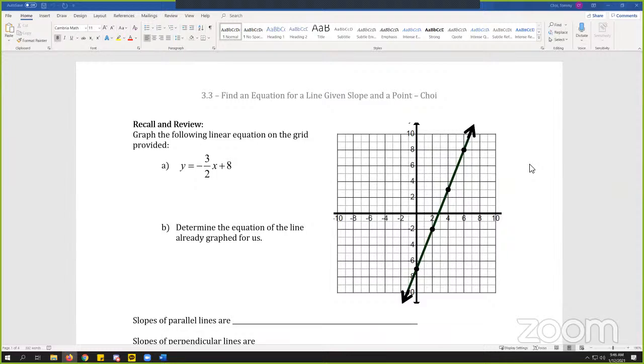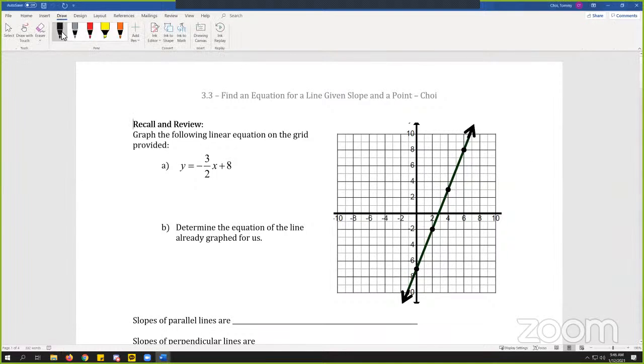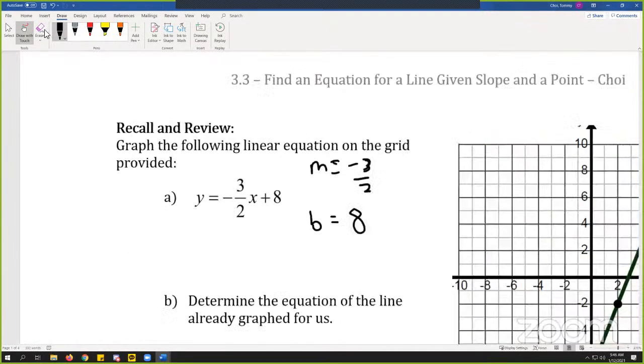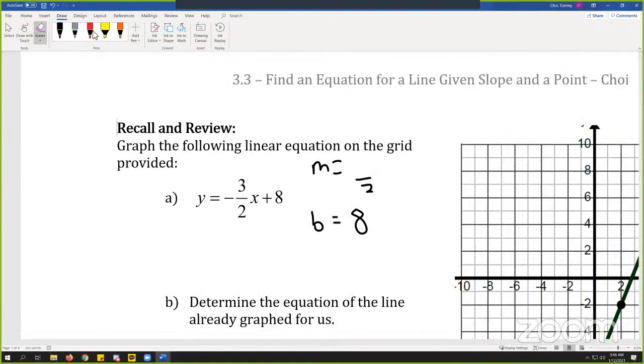So this first one, let's review. If we are to graph linear equations, what do we do? Well, we first identify what is the slope, what is the y-intercept, and we write those down, right? We always write whatever you know, making sure that we understand the information that we are given.